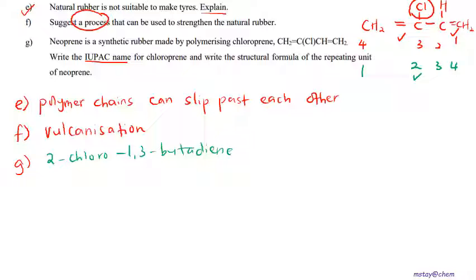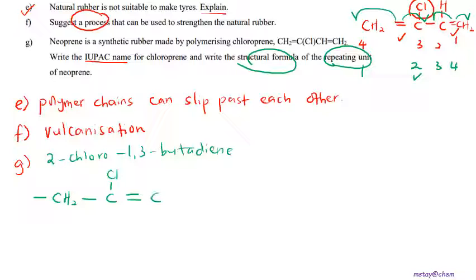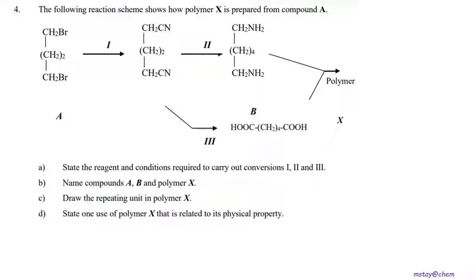still 1,3-butadiene. Okay, then next we have to draw the structural formula for the repeating unit. So it means we just try to open the double bond. Then we will get the structure CH2 with a hanging bond, double bond becomes single bond, CCl, single bond becomes double bond, CH, and then the double bond becomes single bond, CH2. Because this is the repeating unit, we do not need to put a small n after the structure.